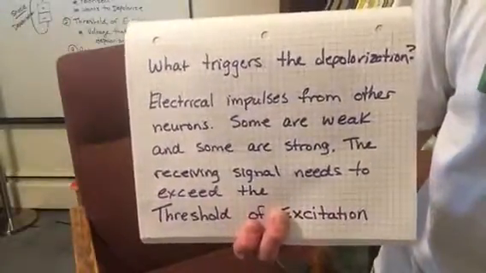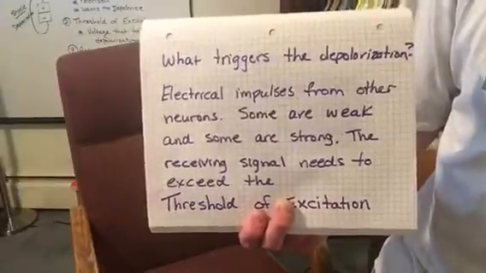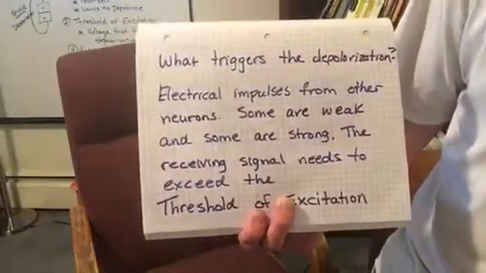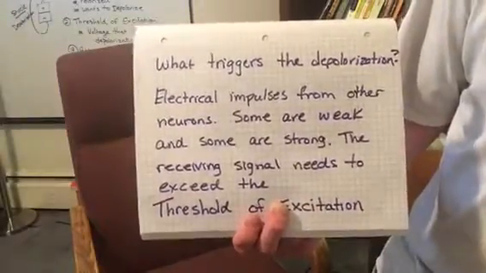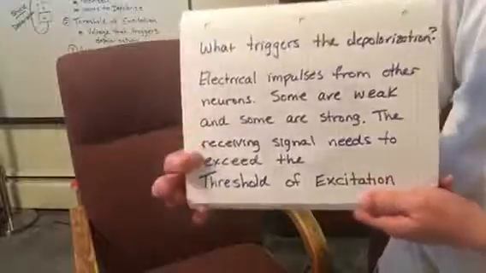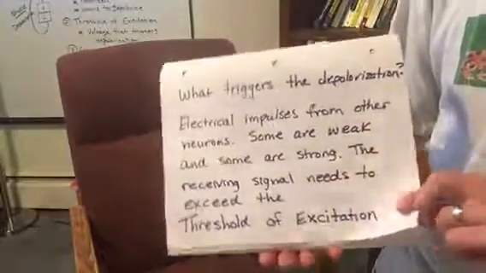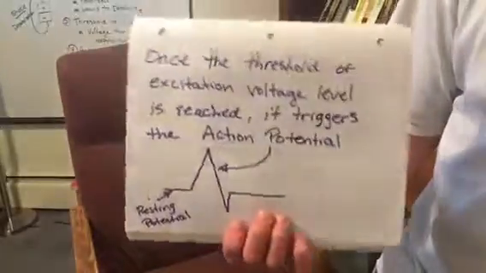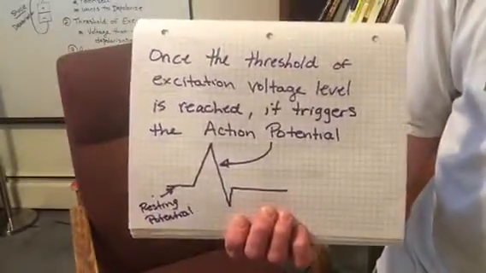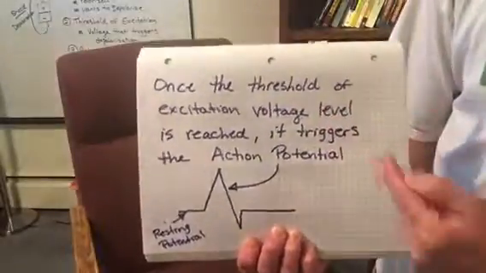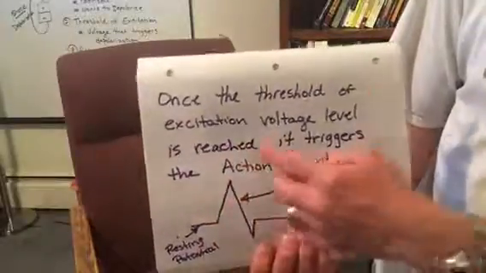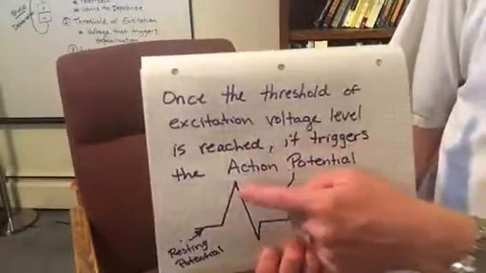Well, you receive electrical impulses from some neurons, and some of these electrical impulses are weak and some are strong, and the receiving signal needs to actually exceed the threshold of excitation. And once this threshold of excitation is reached, then it triggers what's called the action potential. So we've got our resting potential, and then all of a sudden there's a change in polarization, a depolarization. It's called the action potential.